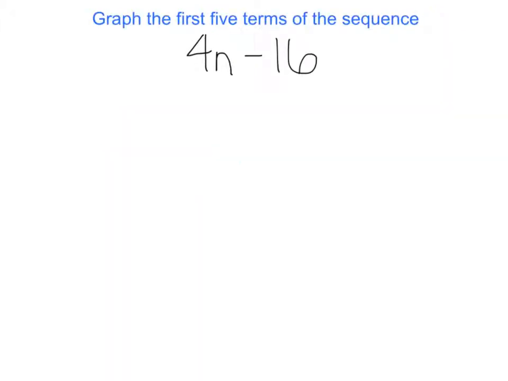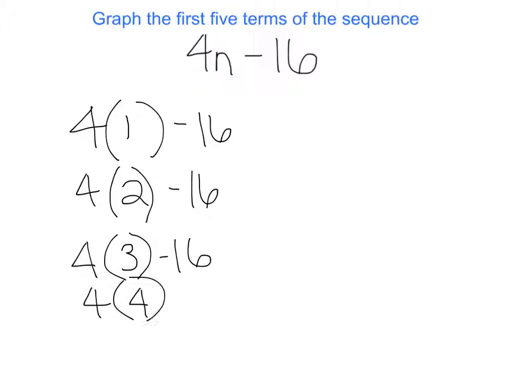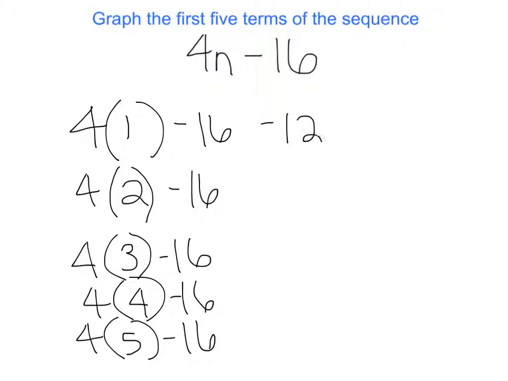You may also be asked to graph the first so many terms of a sequence. In this example, it's asking you to graph the first 5 terms. That means you're going to replace that n with the number of the term. So the first term, the second term, the third term, the fourth term, and the 5th term. When you solve all those out, you would have negative 12, negative 8, negative 4, 0, and 4.